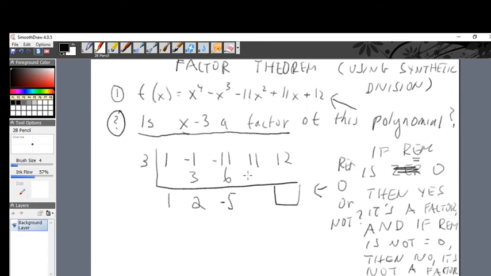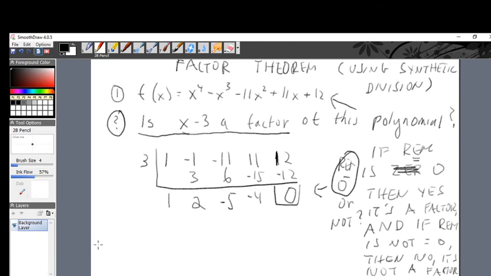3 times -5 is -15. 11 and -15 is -4. 3 times -4 is -12. And this was a 12 up here. 12 and -12 is 0. Yes, the remainder is 0.